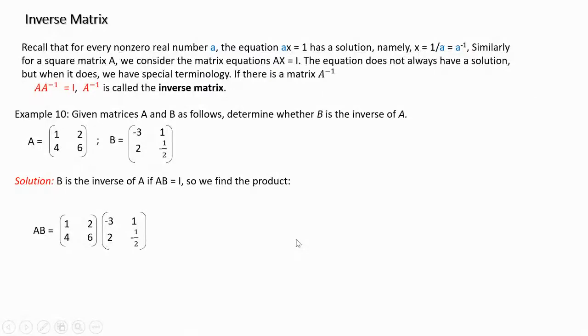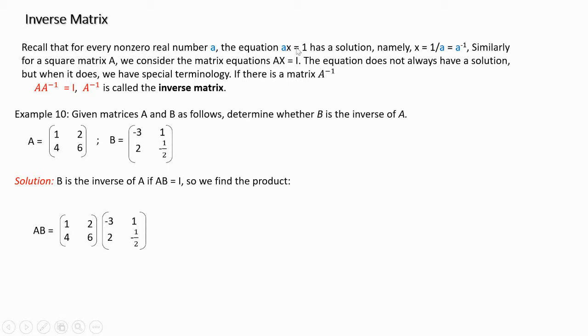Okay, now comes the inverse. Hey guys, when you do matrices, you cannot divide. That's one of the properties that matrices don't possess. But you can multiply by the inverse, because the inverse is like the reciprocal. For example, recall that for non-zero real numbers A, the equation A times X equals 1 has a solution, namely X equals 1 over A.